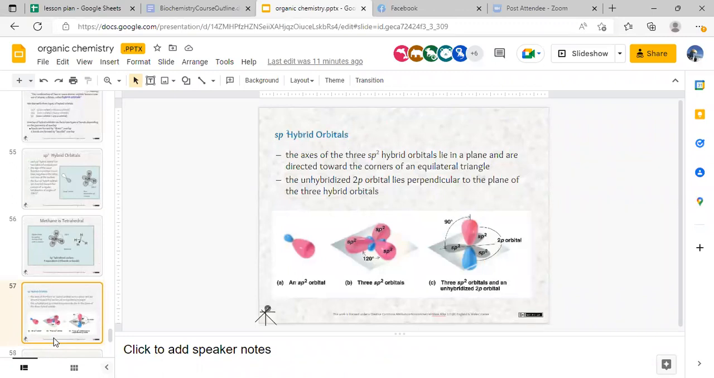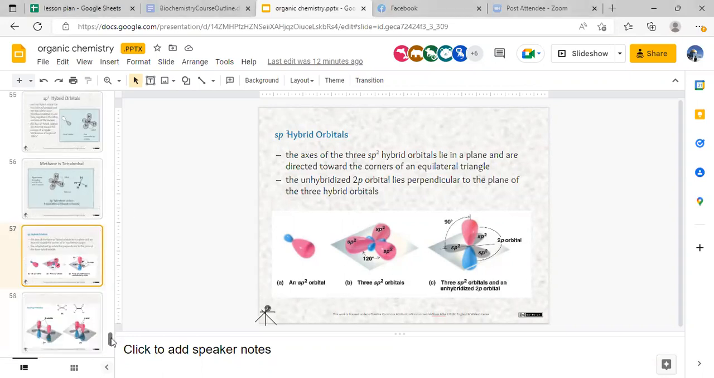Okay, yung sp2 naman, you have the axis of 3 sp2 hybrid orbitals that lie on a plane and are directed towards the corners of the equilateral triangle. So kung equilateral triangle yan, 120 degrees. So the unhybridized 2p orbital lies perpendicular to the plane of the 3 hybrid orbitals. So flat lang yan, trigonal planar. So once may double bond ka, C double bond C, so 120 na yun.